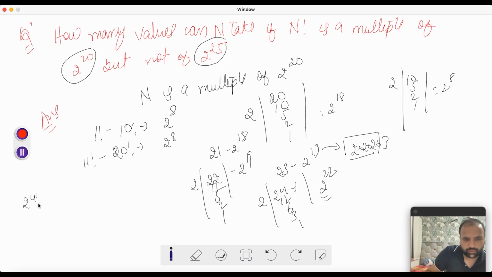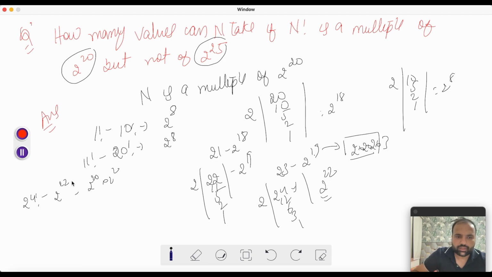So we see that 24 factorial has 2 to the power 22. Now you would say that there is no number that has exactly 2 to the power 20 in its factorial. That's okay, even if you don't get it exact, it should be more than that. I'll tell you why. When we say 2 to the power 22, what do we mean? We mean that 2 occurs 22 times in 24 factorial. So if it is occurring 22 times, it certainly means that it is occurring 20 times as well. We can write it down, isn't it?